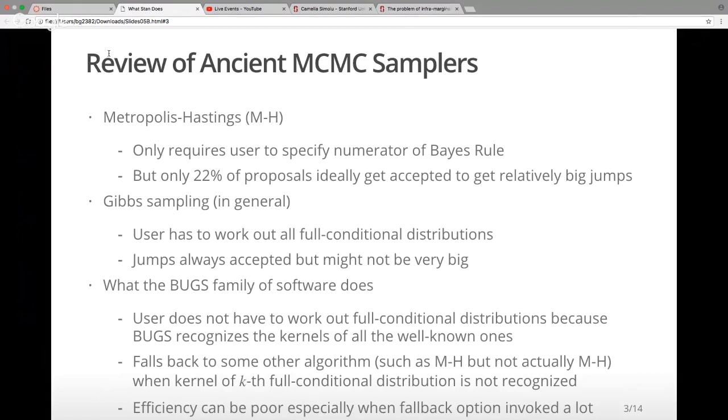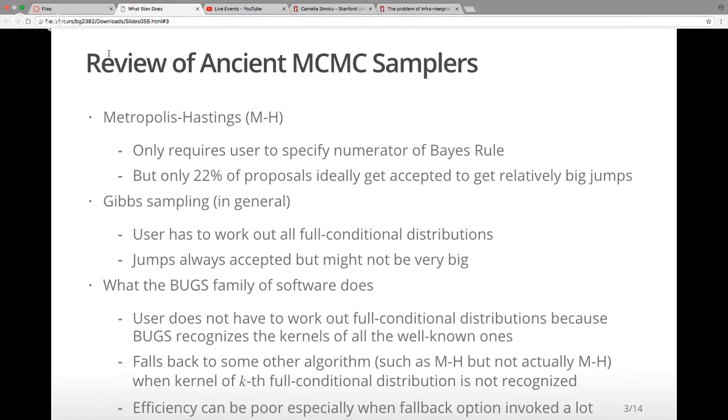And so it took decades before the rest of us realized the potential of the MCMC method. And so the Metropolis Hastings, relatively easy to use because it only requires the user to specify the numerator of Bayes' rule. And in the course of the workflow that we talked about, you already have to know what the numerator of Bayes' rule is in order for you to draw from the prior predictive distribution of something.